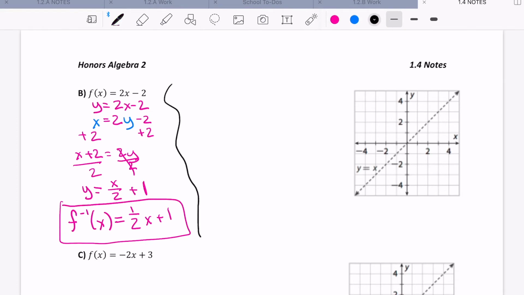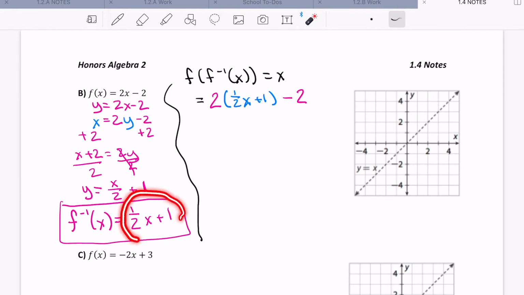Okay. Now, you have to show your composition to prove that the function of the inverse function of x equals x. This is what we're trying to prove. So we begin by writing our original function, 2x minus 2. So I have 2x, which remember, now becomes the inverse function, so 1/2 x plus 1 minus 2. Okay, remember, all I did was take the inverse function and substitute that in for x.